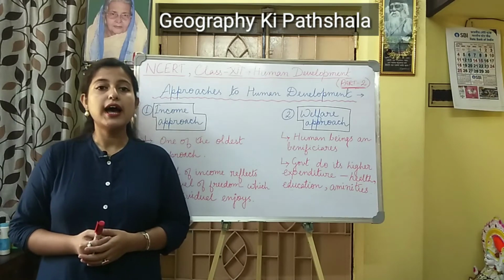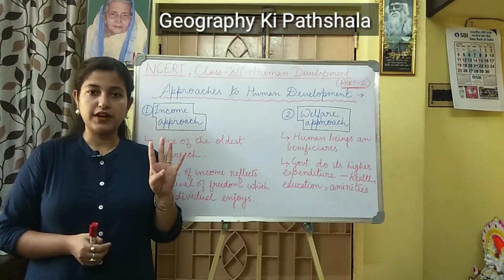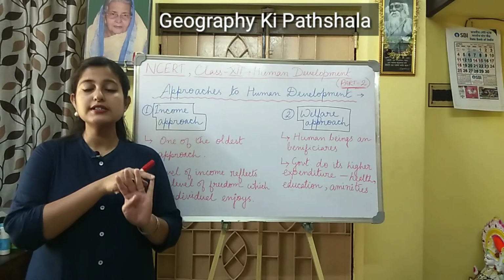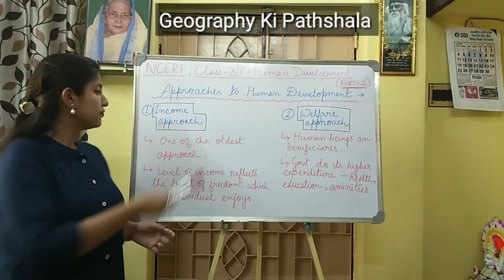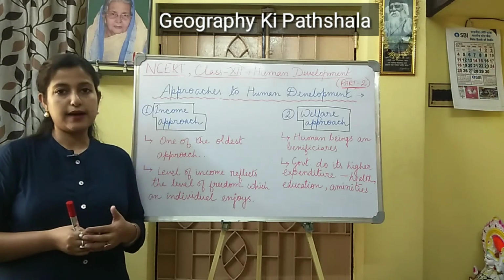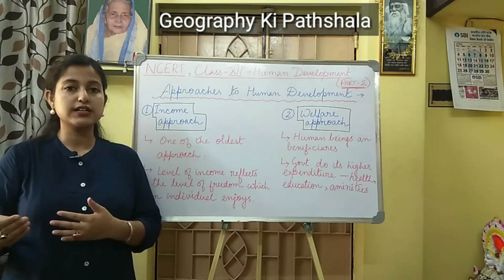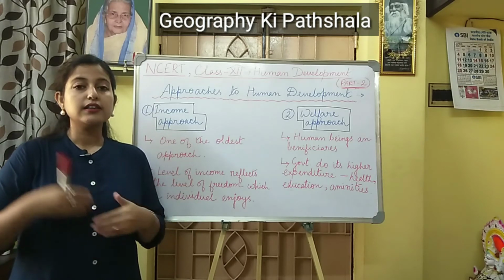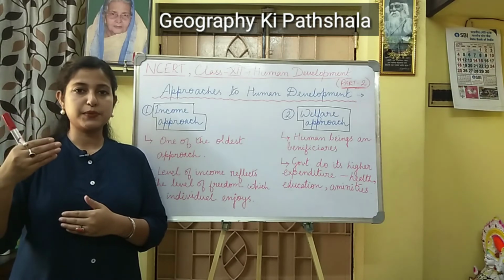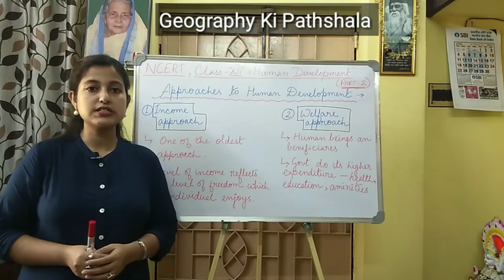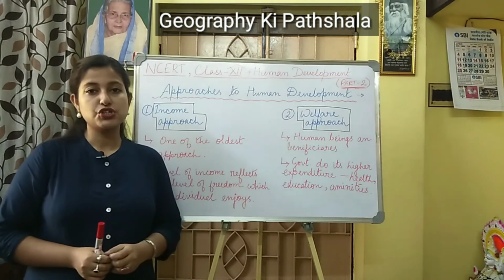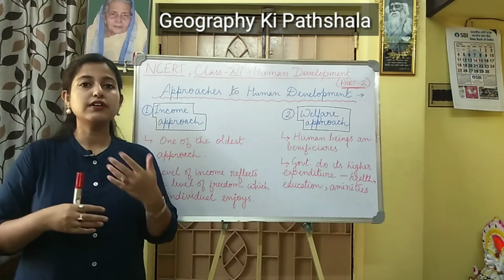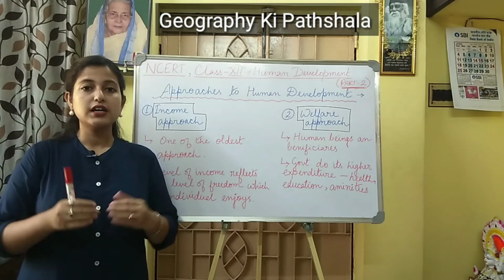Now let's discuss the approaches to human development. There are 4 different types of approaches: the income approach, the welfare approach, the basic needs approach, and the capability approach. Let's discuss them one by one. The first one is the income approach, and this is one of the oldest approaches. Here the level of income reflects the level of freedom which an individual enjoys. That means that when the level of income is higher, the human development rate is also higher. The second one is the welfare approach. Here it looks at human beings as beneficiaries, and the government makes higher expenditure on health, education, and amenities for the welfare of the nation's people.